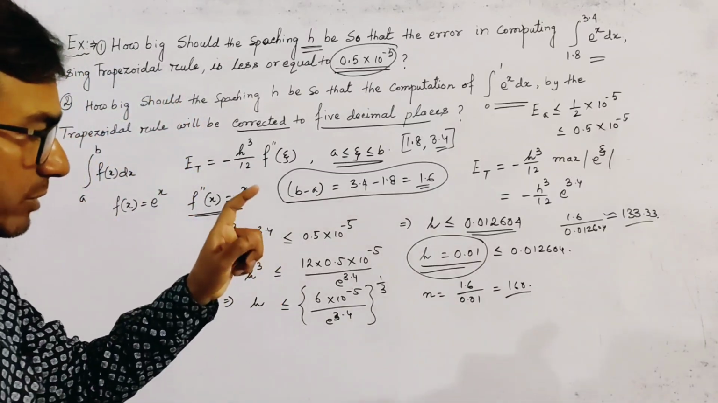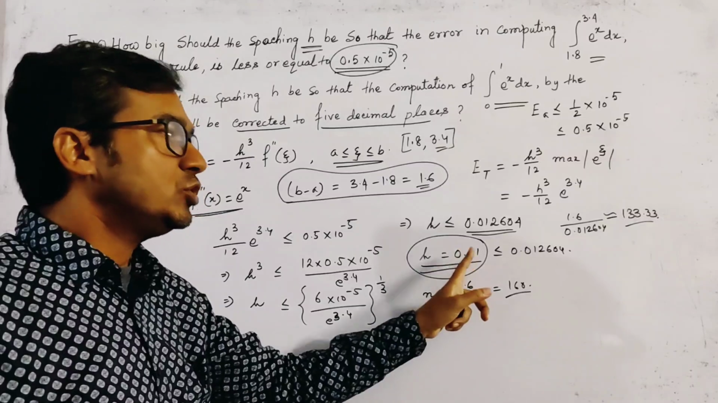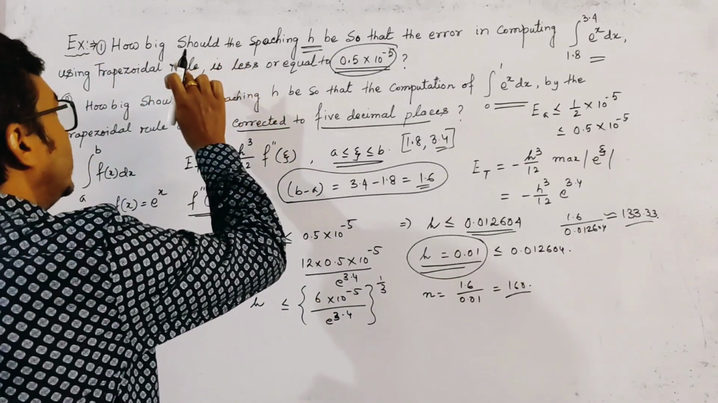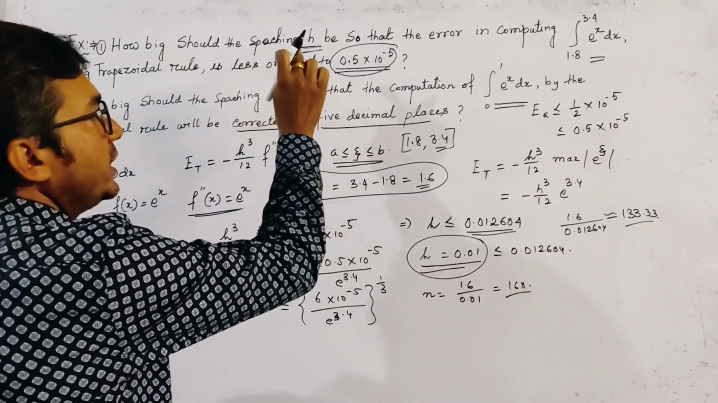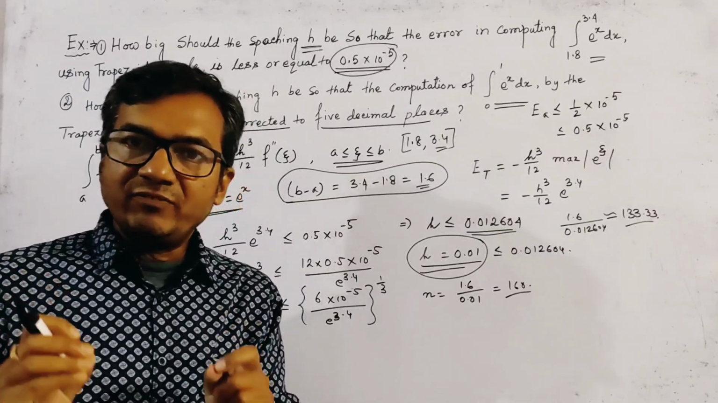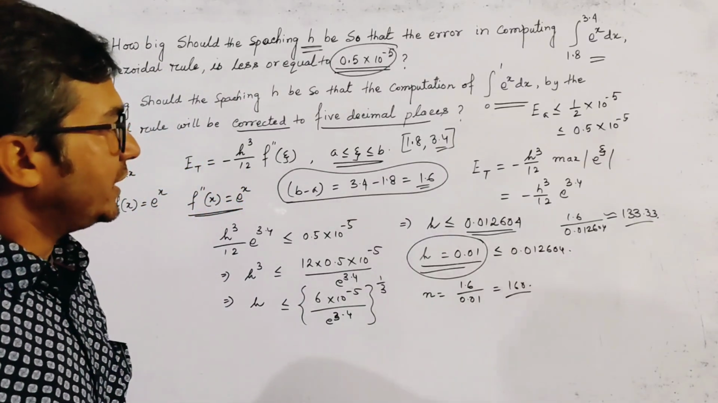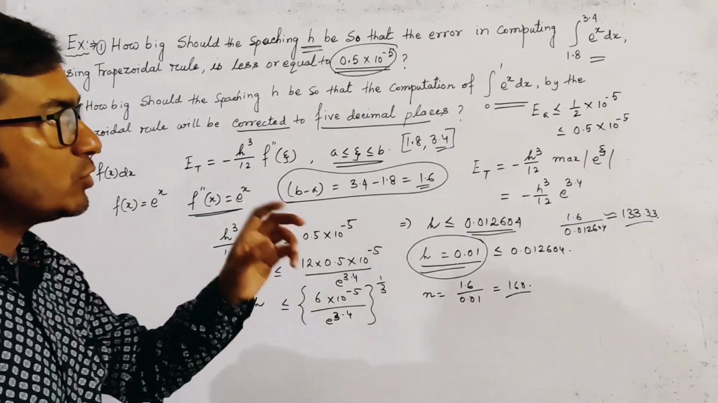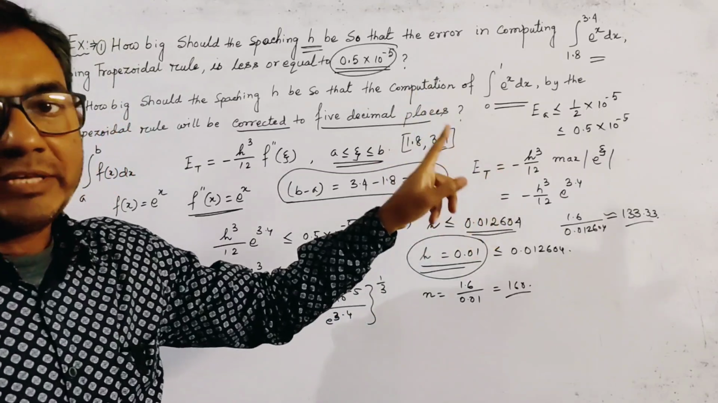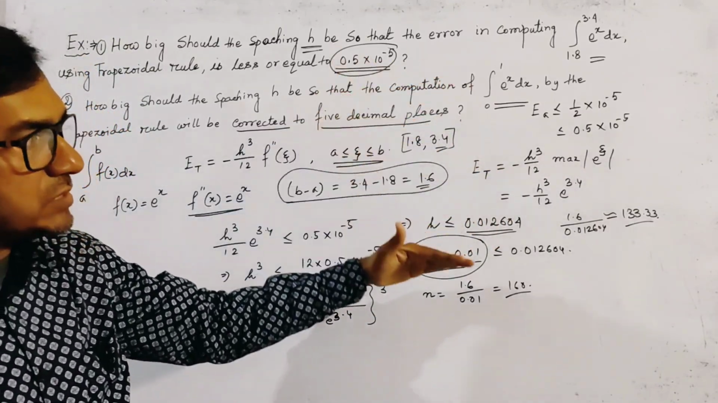By taking 160 intervals, or h equal to 0.01 as the step length, we get the error for the trapezoidal rule less than or equal to 0.5 into 10 to the power minus 5. Very easy problem, but an important problem for your exam. And you must write in the comment box the answer of the second problem, that is the value of h for this problem, which we calculate by the same type of calculation.